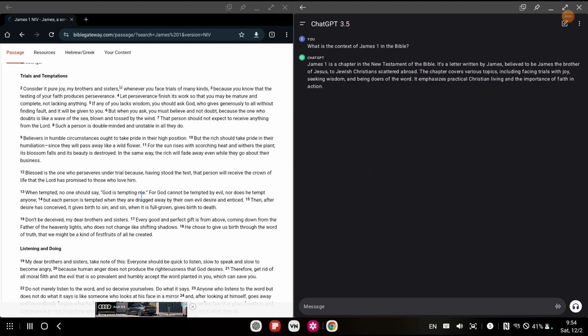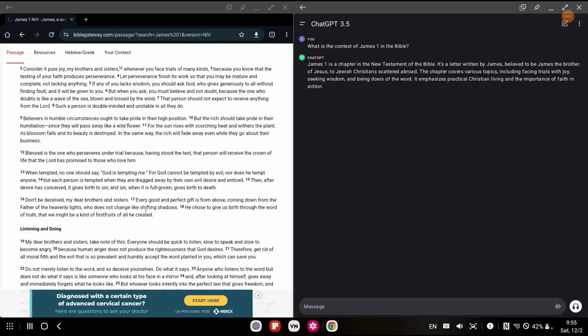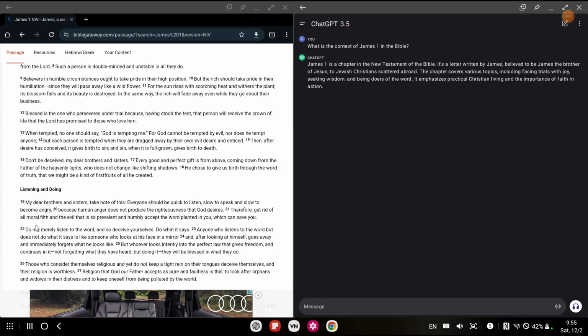When tempted, no one should say, God is tempting me, for God cannot be tempted by evil, nor does he tempt anyone. But each person is tempted when they are dragged away by their own evil desire and enticed. Then, after desire has conceived, it gives birth to sin, and sin, when it is full grown, gives birth to death. Don't be deceived, my brothers and sisters. Every good and perfect gift is from above, coming down from the Father of heavenly lights, who does not change like shifting shadows. He chose to give us birth through the word of truth, that we may be a kind of first fruits of all he created. Listening and doing.